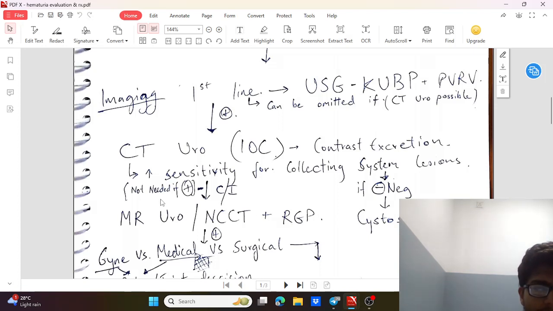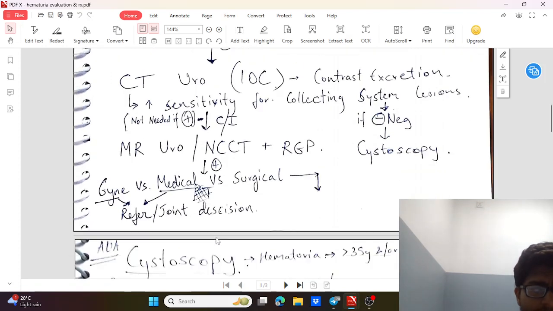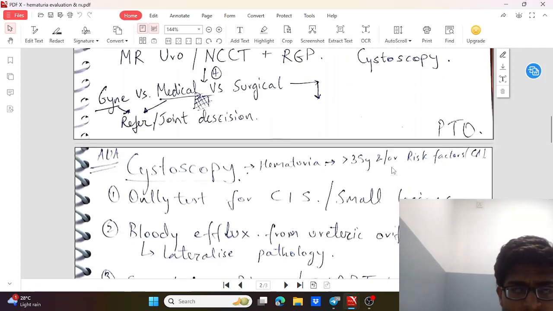And if we find a lesion in any of these, then depending on whether it's a gynecological issue or medical issue, we either refer or take a joint decision. If it's a surgical issue, then we handle it in surgical care. If in CT or MRI we do not find any lesion, that is, it is negative, then we go ahead with cystoscopic examination.